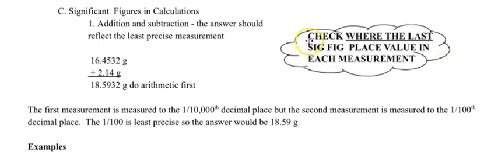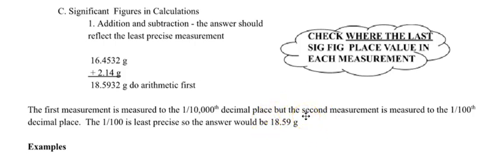So this is what I put here. Check where the last sig fig place value is in each measurement. So this 2 right here is in the tenths, hundredths, thousandths, ten-thousandths spot. The 4 is in the hundredths spot. Well, which value is least precise? The 4 is in the hundredths spot, so you're going to round to the nearest hundredth. So you get 18.59, which is what I have right here.